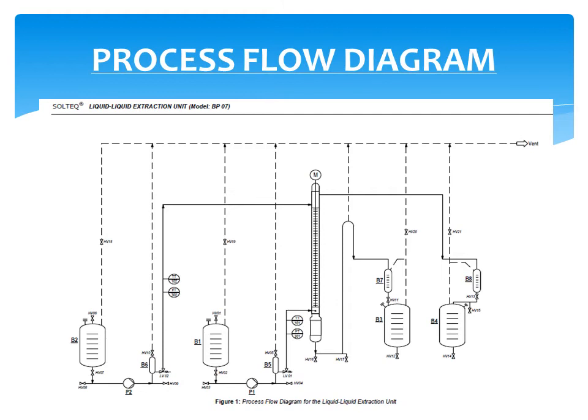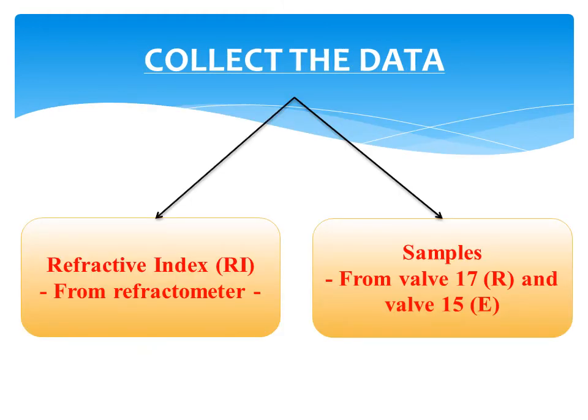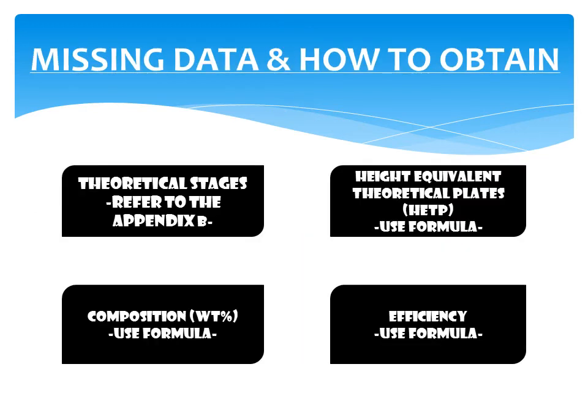Now I am going to explain how to collect the data. First, we can collect the data of refractive index from the refractometer. Next, the sample can be collected from valve 17, which is the raffinate, and valve 15, which is the extract. Now I am going to explain the missing data and how to obtain it.